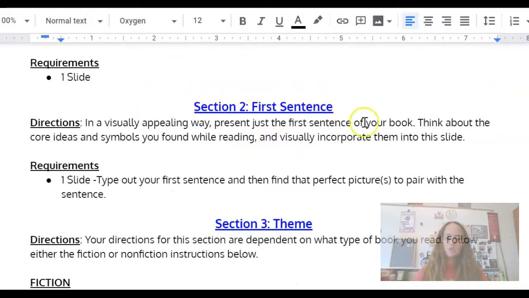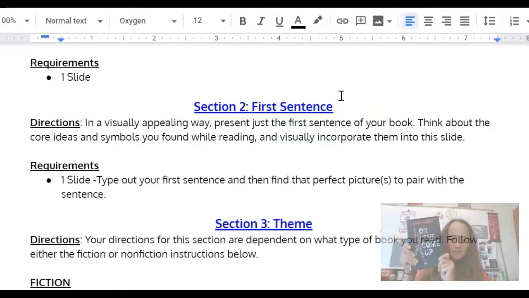All right, so section 2, first sentence. What you're going to do here is, in a visually appealing way, take the first sentence of your book and make that into a slide. Now, here are the directions. It says, in a visually appealing way, present just the first sentence of your book. Think about the core ideas and symbols you found while reading and visually incorporate them into this slide. So you've probably talked about symbolism in your classes so far. So think of things that might be symbolic of the book or symbolic of that first sentence.